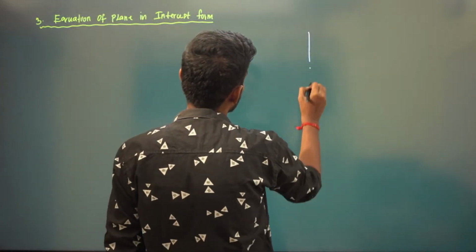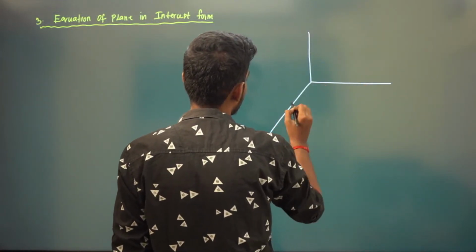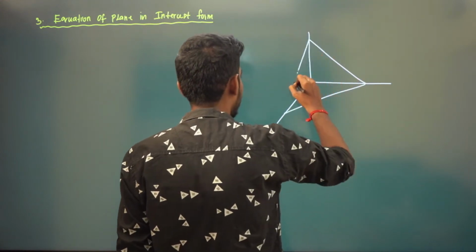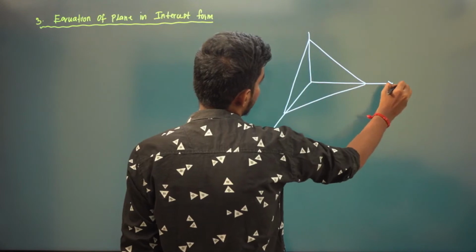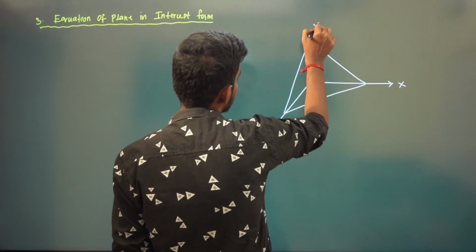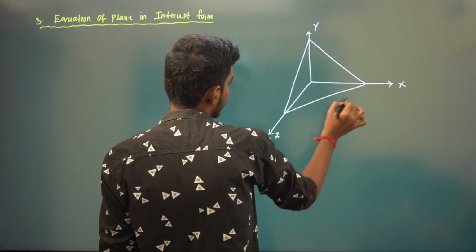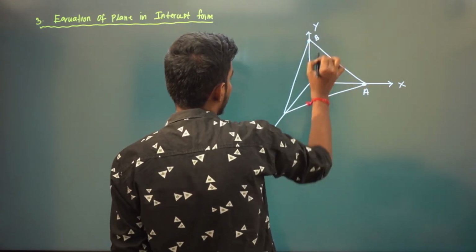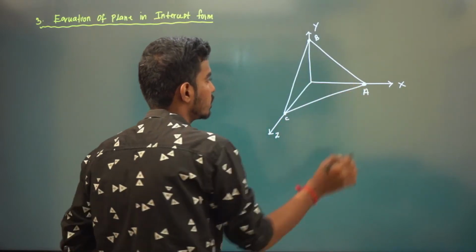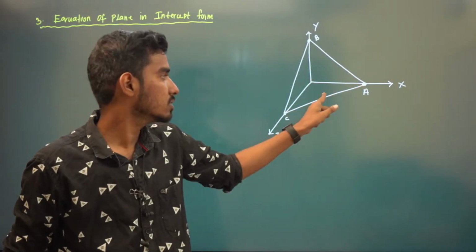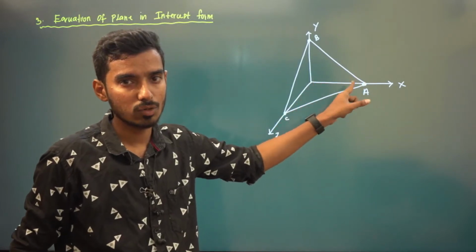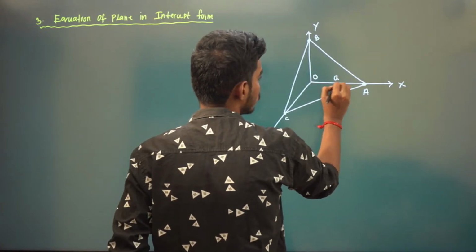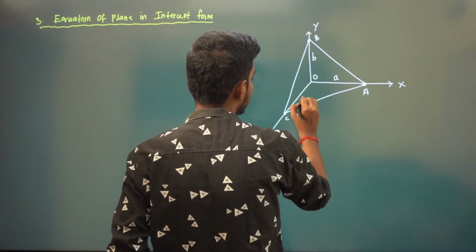Let us draw a plane. This is our x-axis, this is our y-axis, this is our z-axis. Let us call this point A, call this point B, call this point C. This is our x-intercept, because at this point, x is some units from the origin, to the right, and y and z are 0. Let us call this distance a, this distance b, and this distance c.